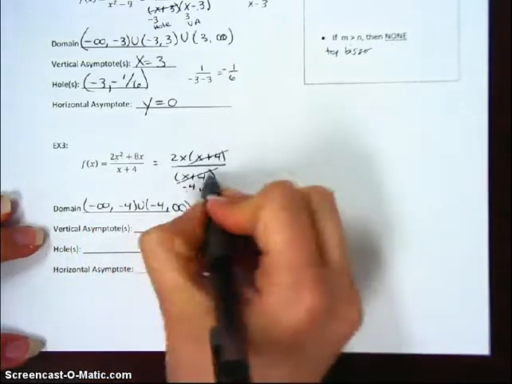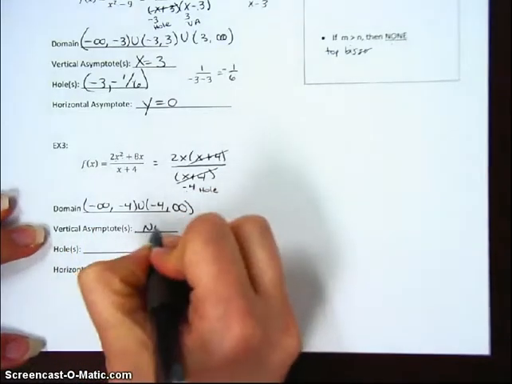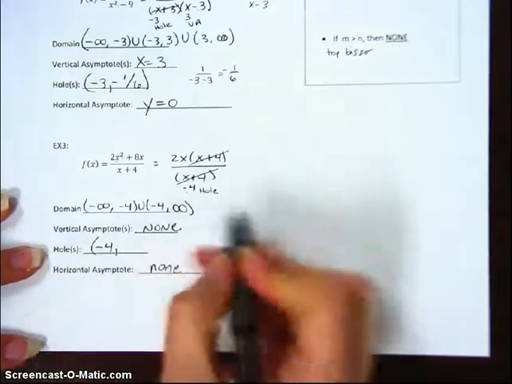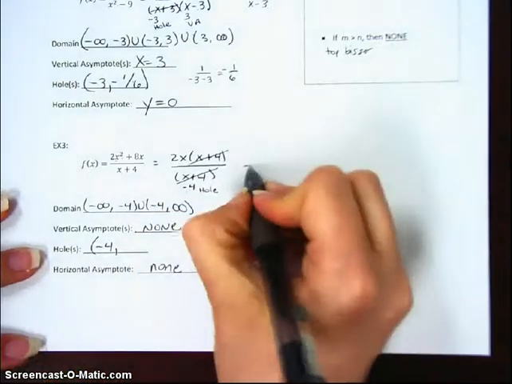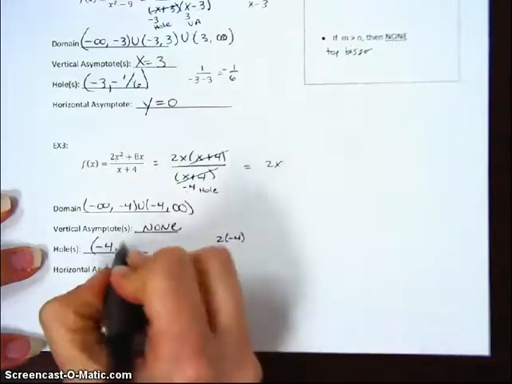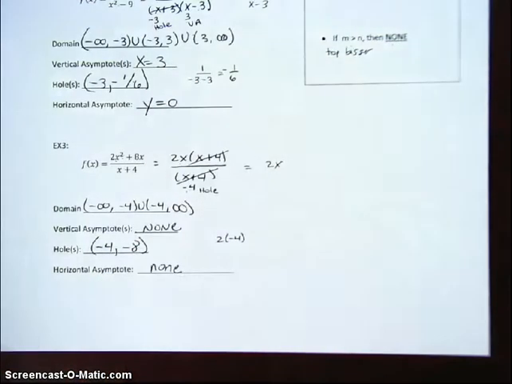Vertical asymptotes: there's nothing left over, so there are no vertical asymptotes. We have a hole at negative 4. What's left over is just 2x, so we're going to plug in 2 times negative 4, which would be negative 8, is where my hole is located.